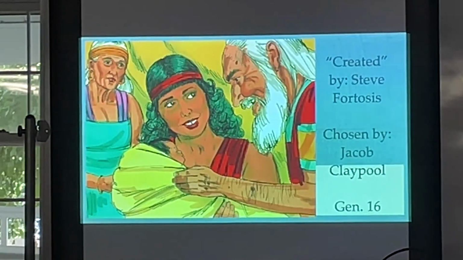Genesis 16, which is Sarah and Hagar. So which one's which? Sarah's the gray-haired one. Sarah's the older one in the back. Hagar is the one that has the baby first.